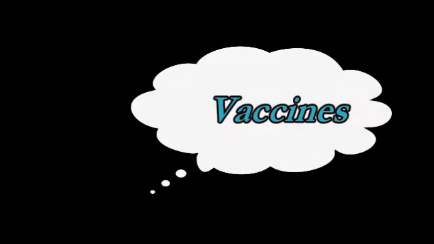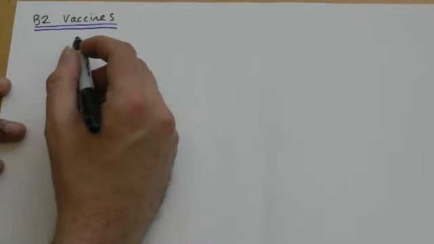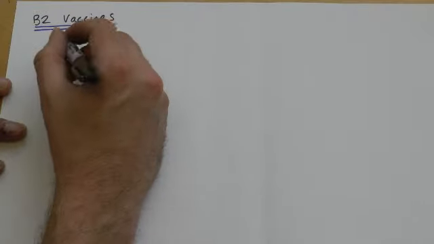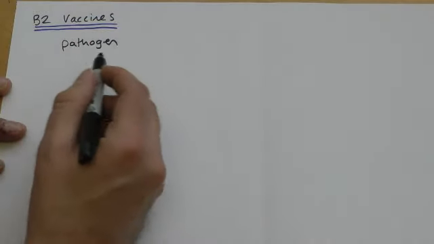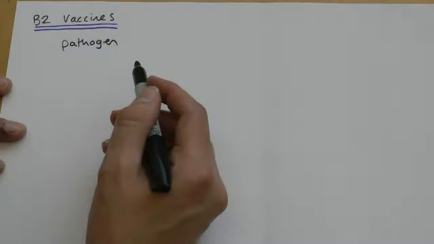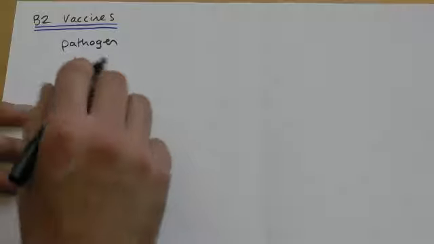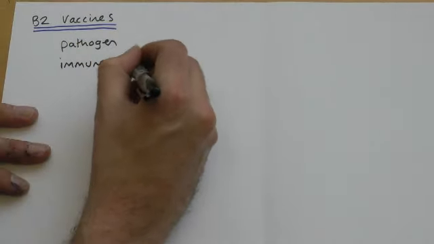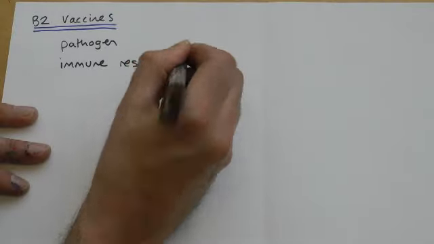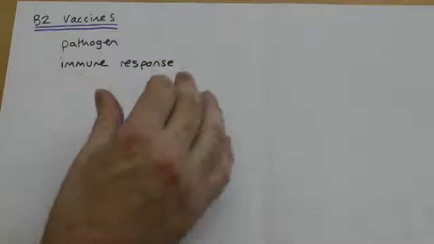Okay, this is B2 vaccines. Now, the idea of a vaccine is to introduce artificially a microorganism, or more correctly, let's call it a pathogen, a microorganism that causes a disease, to artificially introduce that into somebody, usually by injecting it in there, to provoke an immune response, to cause your body to respond to that attack.